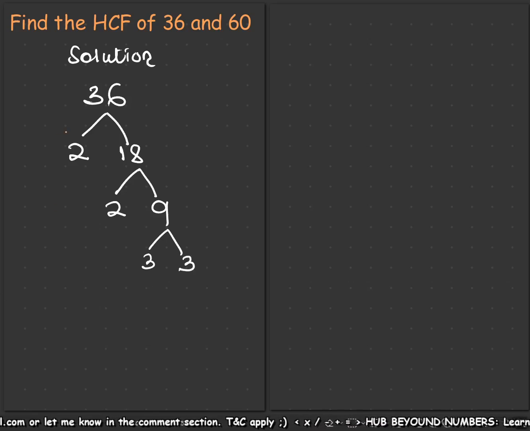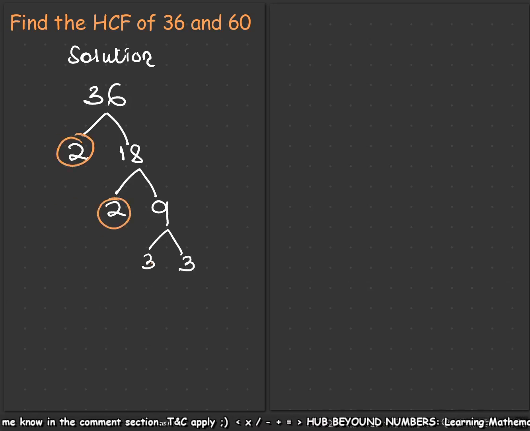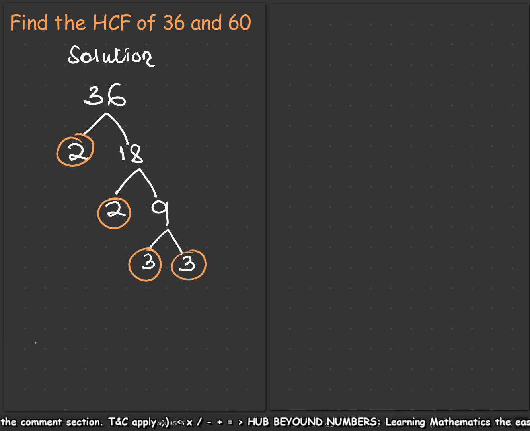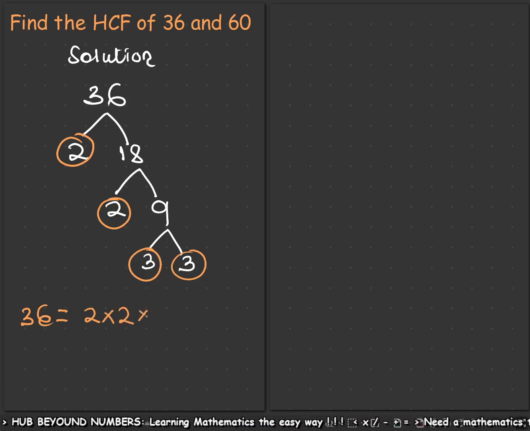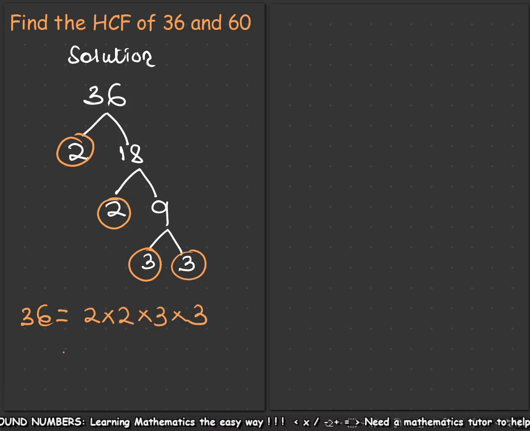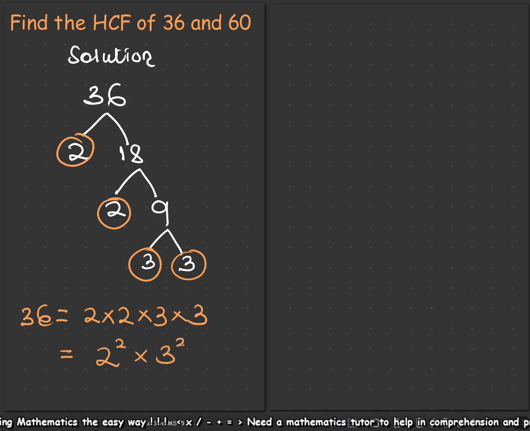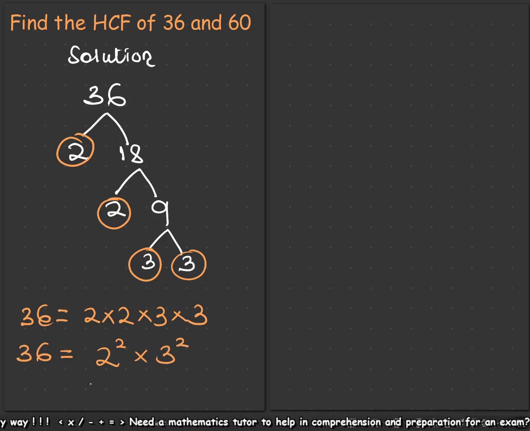Then for 9, I know I have a 3 times 3. Now all these numbers here are my what? Prime numbers, and there's no need to form branches. So I'll simply write my 36 to be 2 times 2 times 3 times 3. And in index form, that is 2 squared times 3 squared, giving me my 36. As I have said, you can just go to the previous lesson and look at how to write numbers as product of primes.